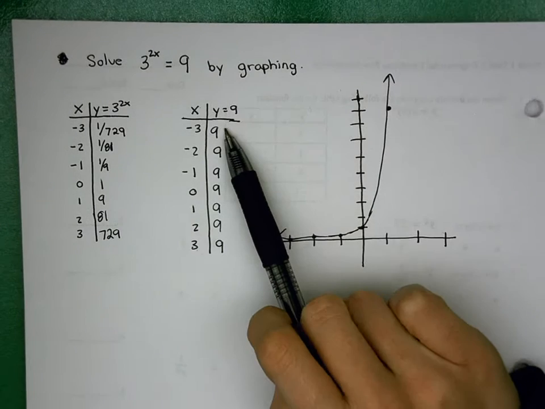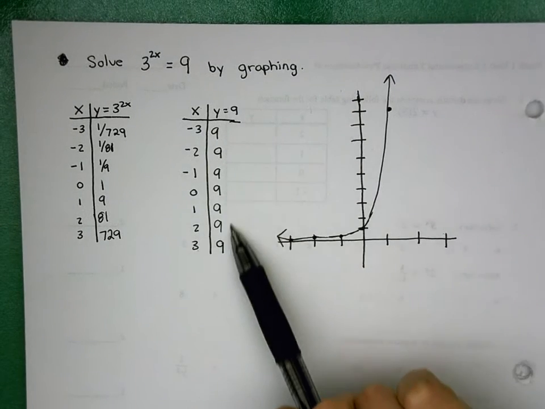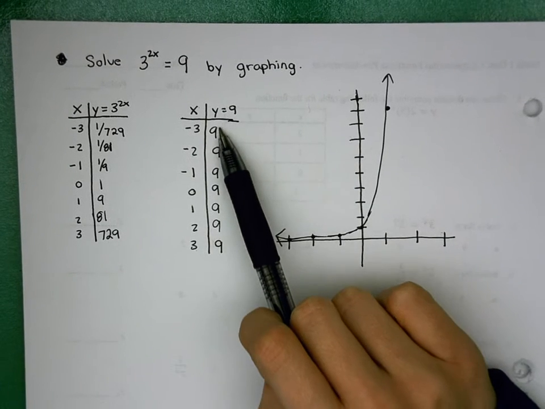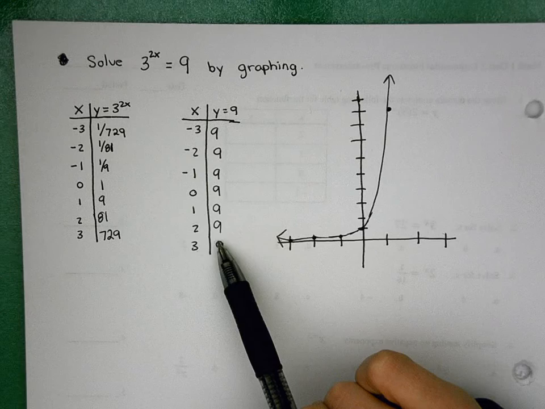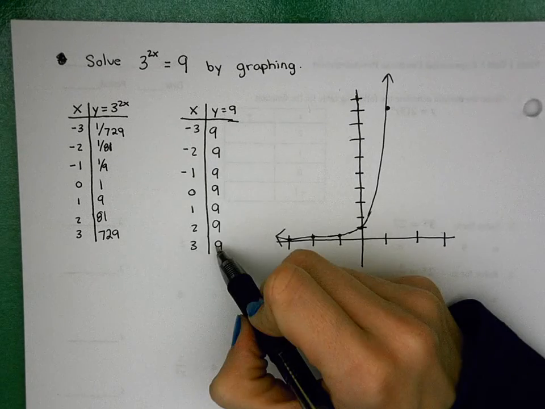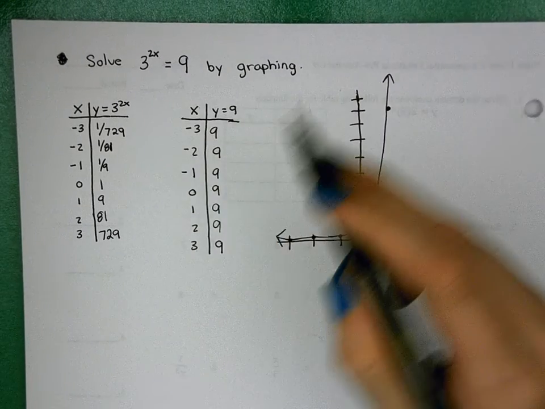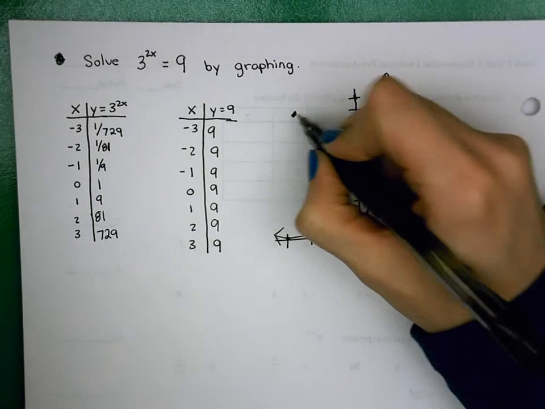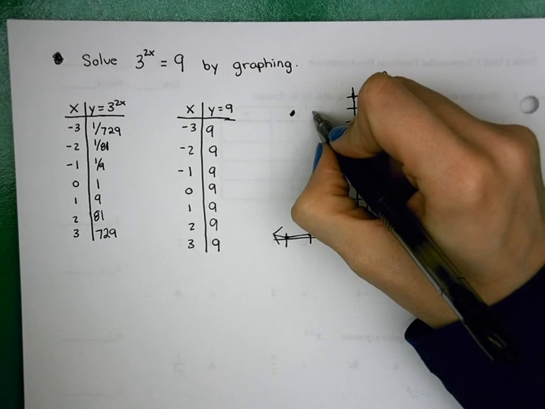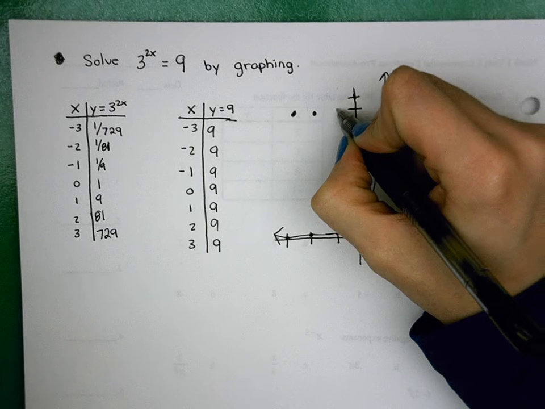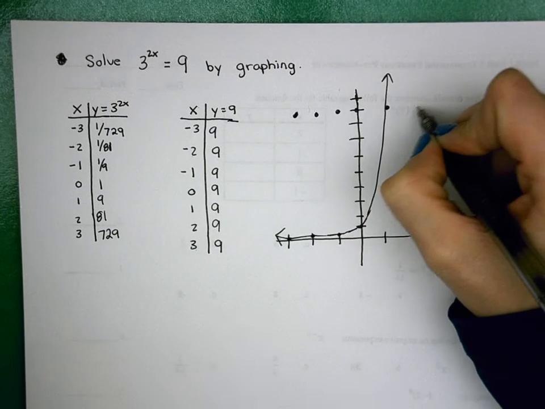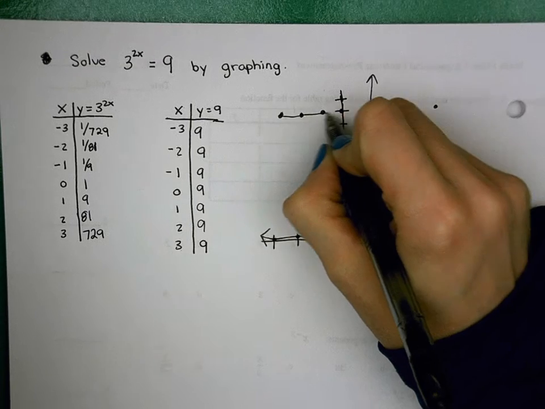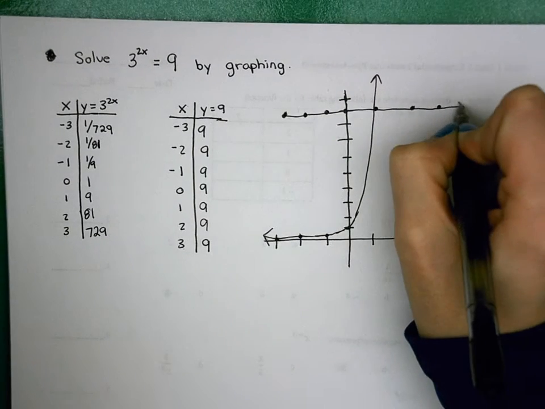Okay, and then this, the y equals 9, because my y is the same all the way down, y equals 9, I know that these points are all going to be lined up. And it's going to make a horizontal line. So -3, 9, -2, 9, -1, 9, 0, 9, 1, 9, 2, 9, and 3, 9. And there's my horizontal line.